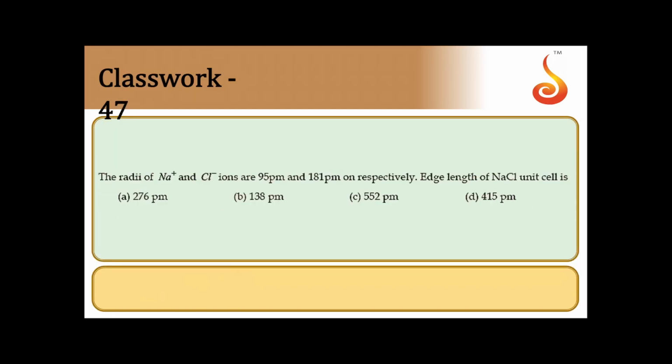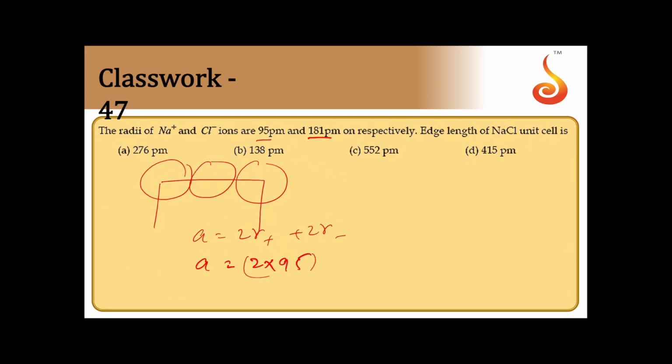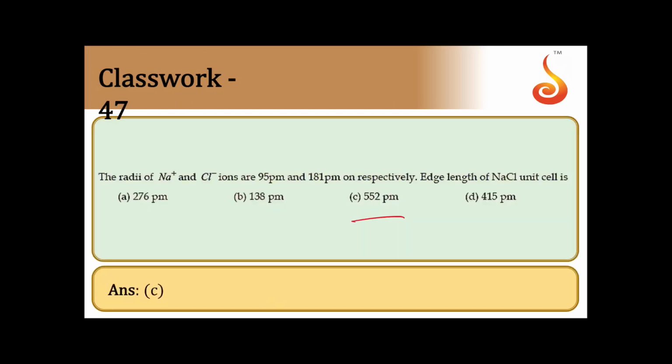Next. Radii of Na+ and Cl- are given to us. The edge length of NaCl is equal to... Just now we have solved this model. In the case of NaCl, one ion here, one here, one here. So edge length a will be equal to 2r+ plus 2r-. They are given the radii of these two. Therefore edge length will be 2 into 181, which is equal to 552. So the answer is option C.